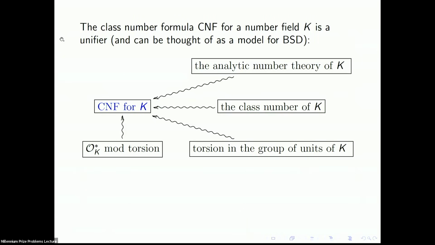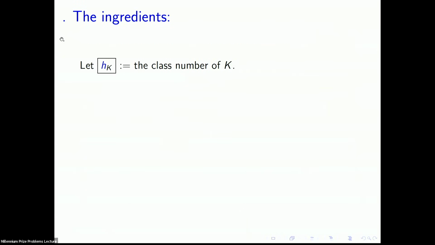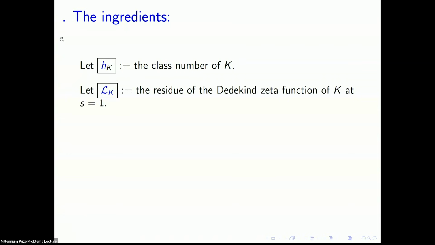So I'm going to give you names for all those things. So HK is the class number of K. LK, I want to call LK the analytic L of K, rather than having to use, say, all the time, it's the residue of the Dedekind zeta function of K at s equals 1, but that's what it is.